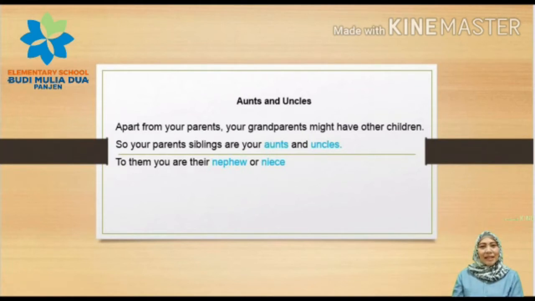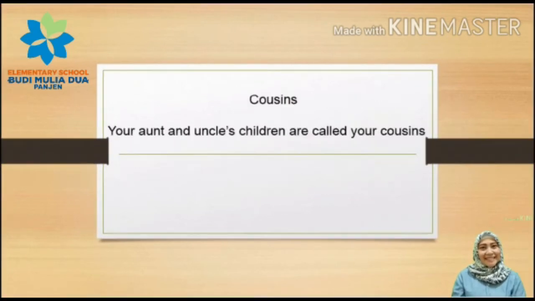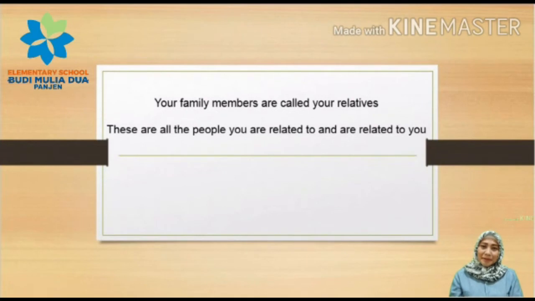Apart from your parents, your grandparents might have other children. So your parents' siblings are your aunts and uncles. To them, you are their nephew and niece. Next, we have cousins. Your aunt and uncle's children are called your cousins. Remember, your family members are called your relatives. These are all the people you are related to and are related to you.